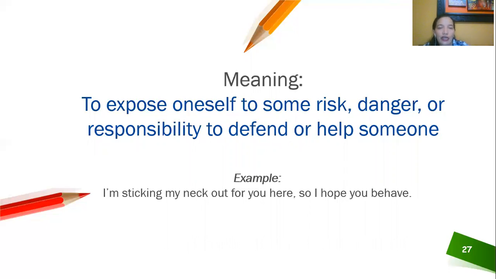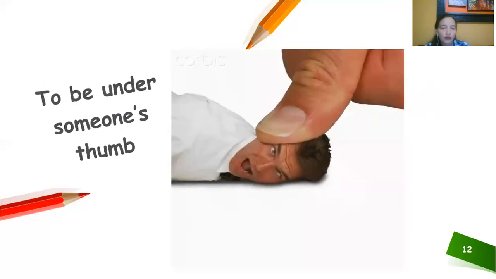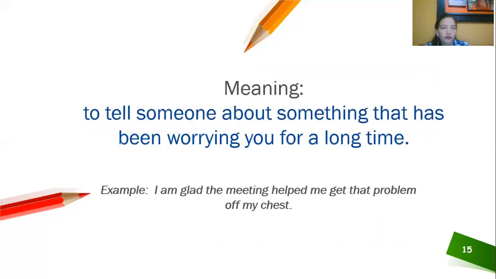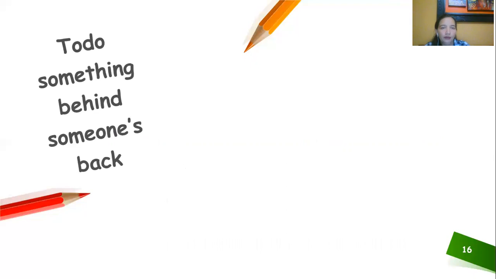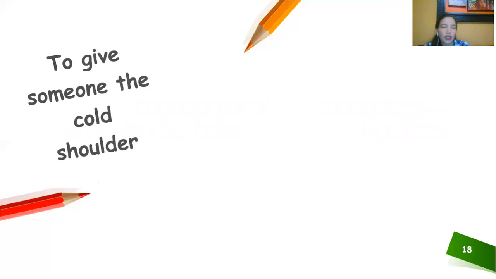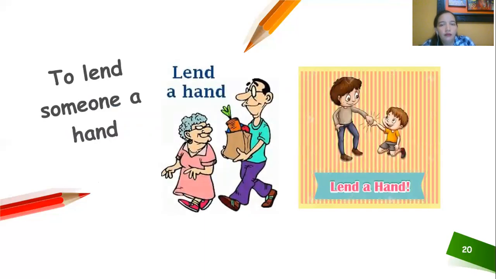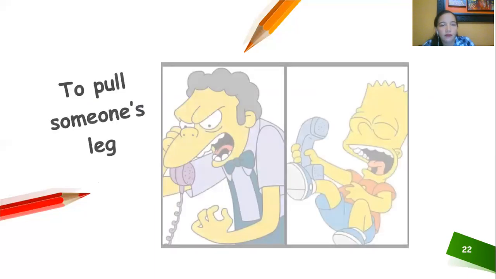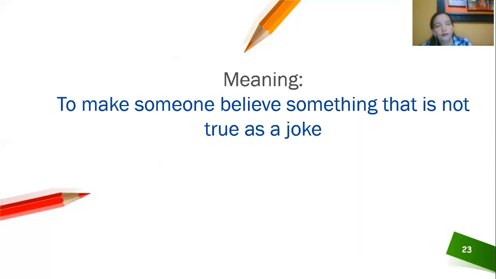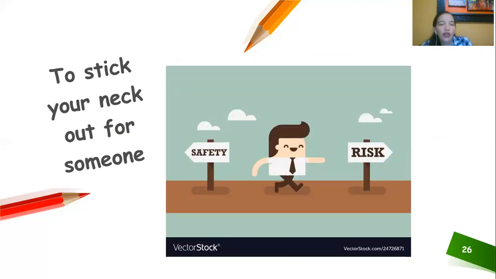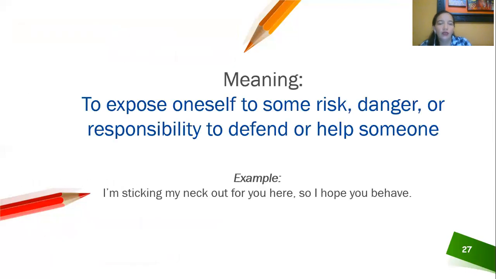So we have seen 8 different idioms. Again, to make sure it was clear, we have: to be under someone's thumb, to get something off your chest, to do something behind someone's back, to give someone the cold shoulder, to lend someone a hand, to pull someone's leg, to see eye to eye with someone, to stick your neck out for someone. Okay, those are the 8 idioms.